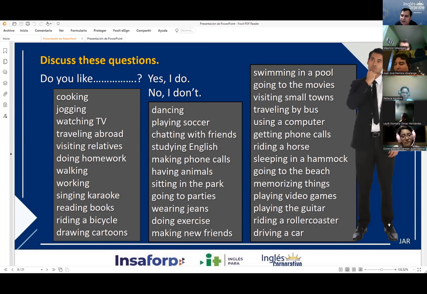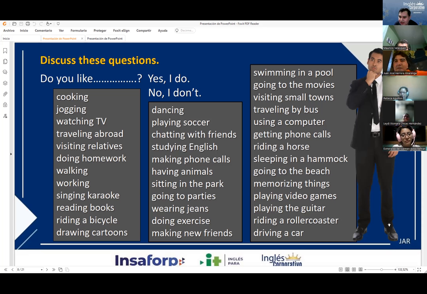No sé qué significa. Getting phone calls, receiving phone calls. Do you like receiving phone calls? No le comprendo, teacher. El presente simple ya lo estudiaron, ¿verdad, mi niñita chula? No, esa es la pregunta. ¿Perdón? La pregunta, no sé qué significa. Pues sí, está en presente simple. No lo había estudiado. Ok. Do you like getting phone calls? Quiere decir, ¿le gusta recibir llamadas? No, I don't.